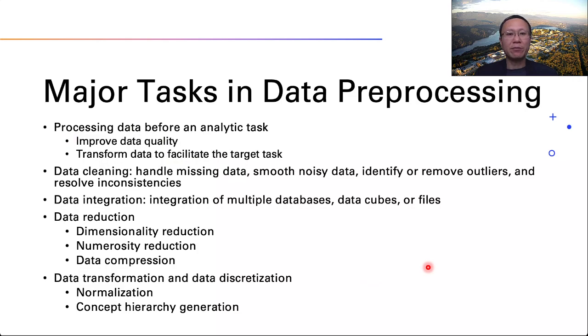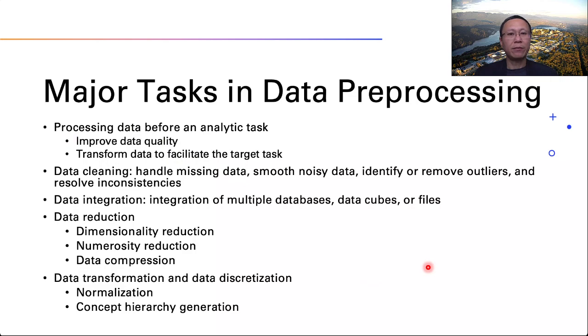You may have data from multiple sources. For example, some data may be from your relational database, some data may be from your IoT devices, and some data may be from a social network. Then you need to integrate multiple databases, multiple data sources, so that you can have one unified view of the data.